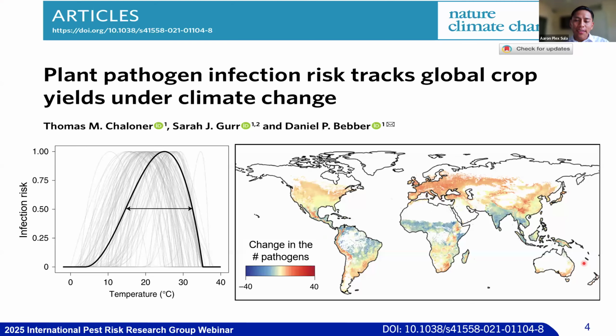Climate change is shifting the conditions that are suitable for plant pests. For example, this paper illustrates how global warming might allow the movement of fungal pathogens towards the poles. But challenges remain for understanding how these environmental changes will affect viral distribution.